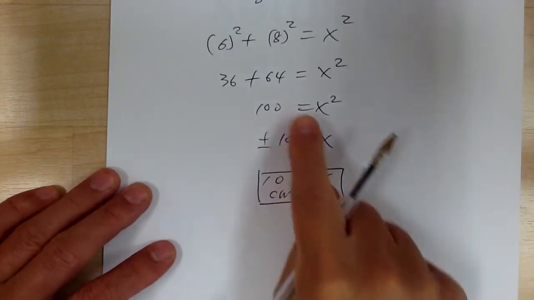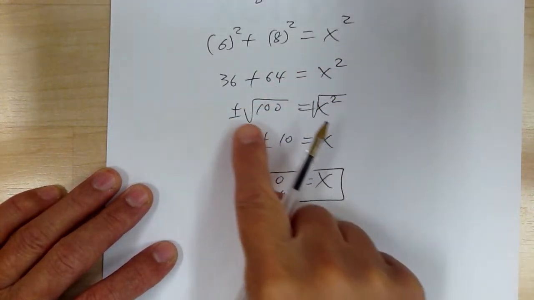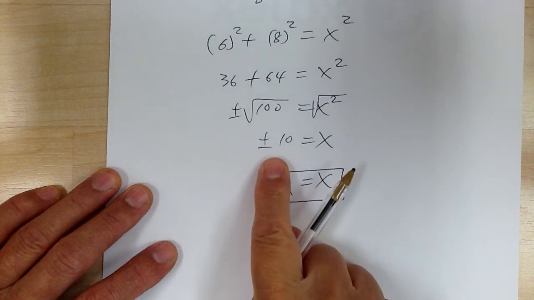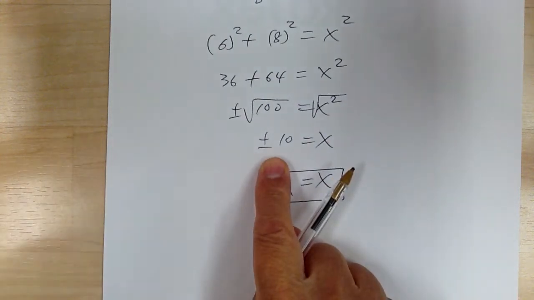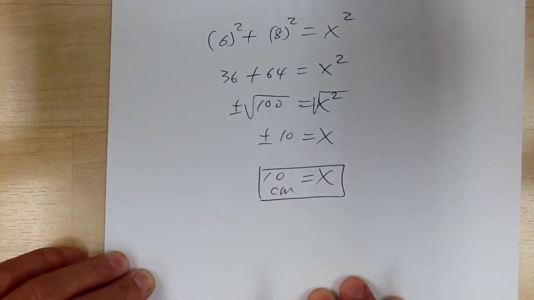Again, when you take the square root, you're going to have plus or minus. So you're going to get plus or minus 10. But because it's a real object, it cannot have a negative length. So you get rid of the negative. Okay, so that's example 2. Okay, let's go to example 3.